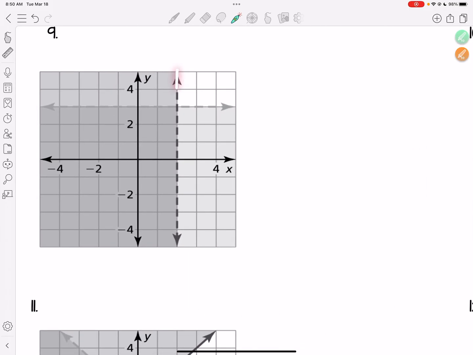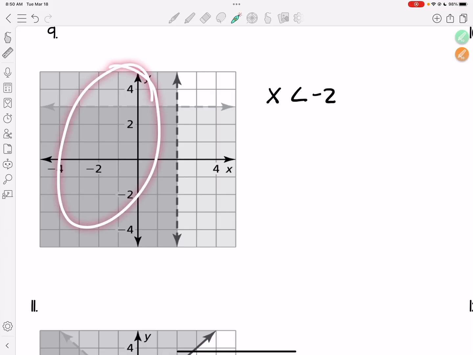So I'm going to start with the line that goes straight up and down, or that vertical line, and I can see that it's everything highlighted to the left. So if we were just looking like that, from the past, we would say, okay, I know this is x, I know it's not equal to because it's dashed, and I know that it's everything less than negative 2. And the reason I know that is because it's everything that's on this left-hand side right here.